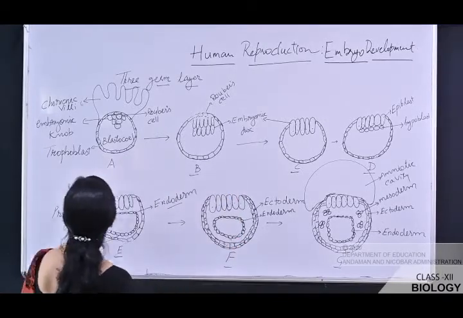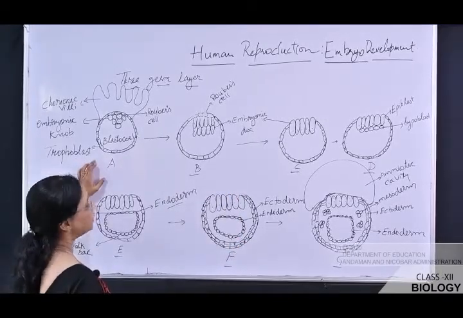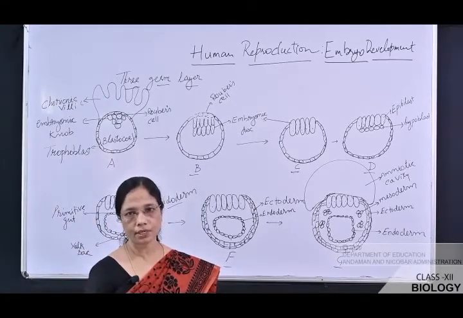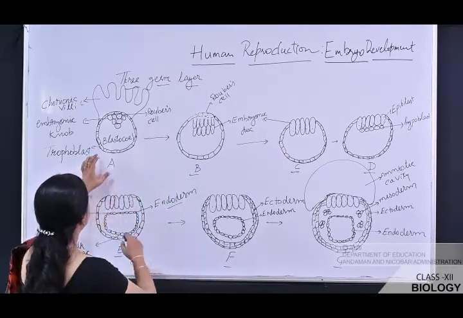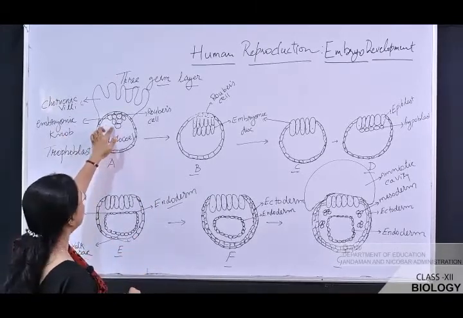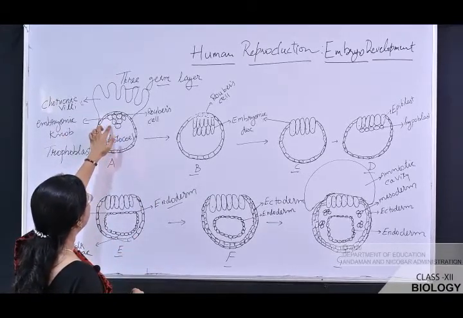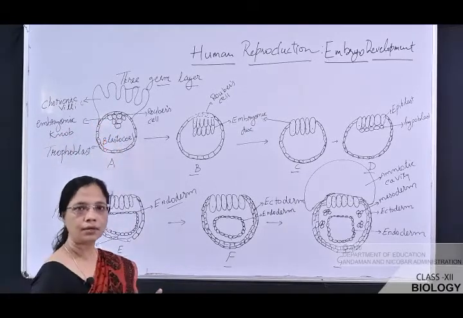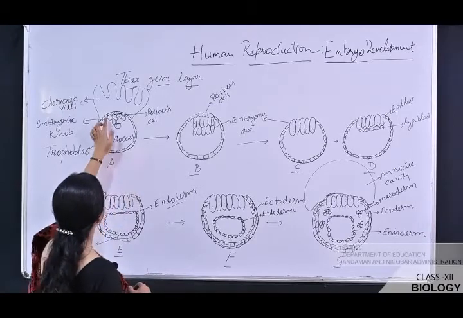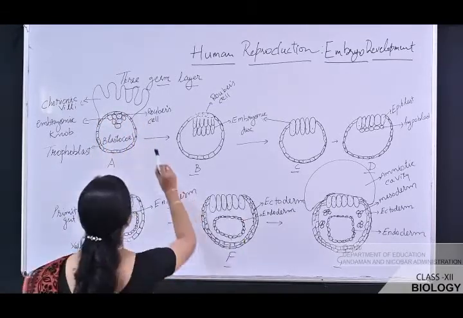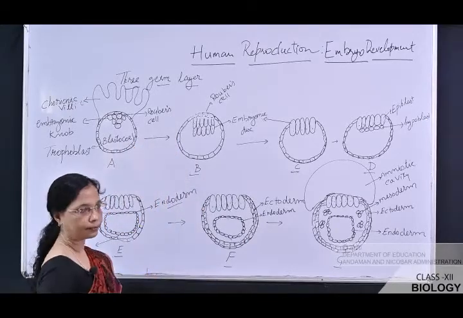Now children, here we are going to study about how the 3 germ layers, that is the ectoderm, endoderm and mesoderm are formed. Now this diagram you have already seen. So this is the embryonic knob. Okay, the cells of this embryonic knob are arranged irregularly. These cells are attached with the cells which are known as Rauber's cells.